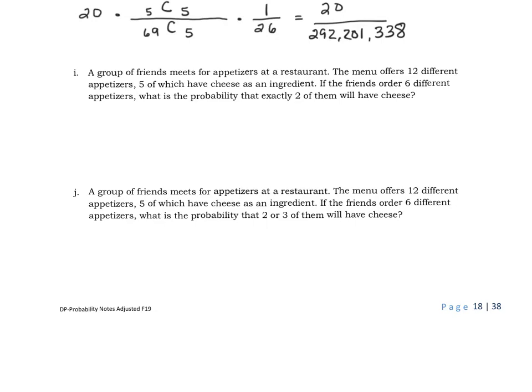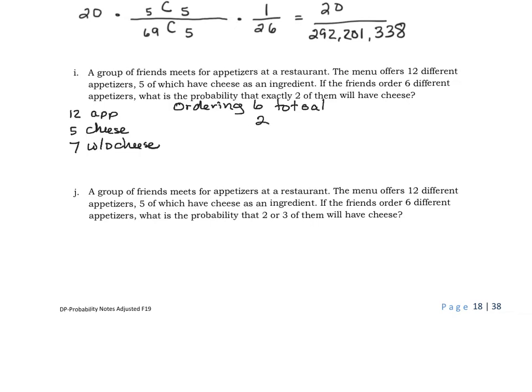I, a group of friends meets for appetizers at a restaurant. The menu offers 12 different appetizers, 5 of which have cheese as an ingredient. It will be a good idea to make note that if we have 12 total appetizers and 5 of them have cheese, it means 7 will be without cheese. Okay, if the friends order 6 different appetizers, what is the probability that exactly 2 of them will have cheese? So we're ordering 6 total.